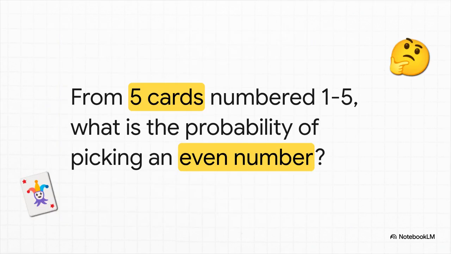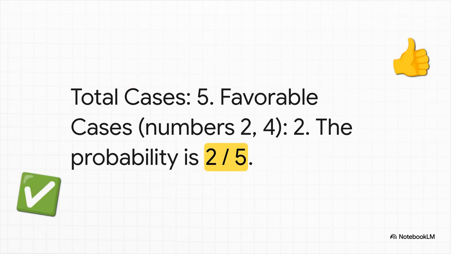Okay, let's make this less abstract. Imagine we're playing a little game. I have 5 cards here, numbered 1, 2, 3, 4, and 5. I shuffle them up, and you pick one at random. What's the probability that you pick a card with an even number? Okay, let's break it down using our formula. First, what's the total number of things that could happen? Well, there are 5 cards, so there are 5 total cases. Easy enough?